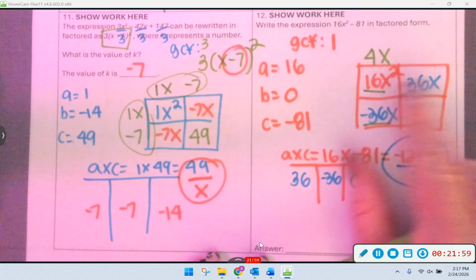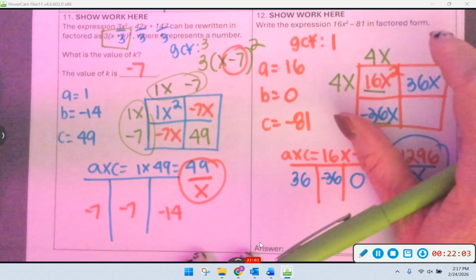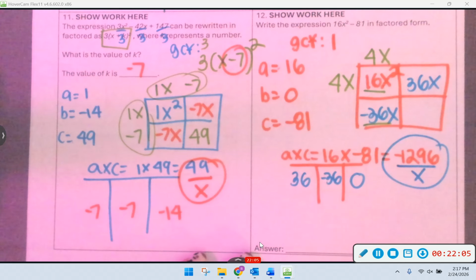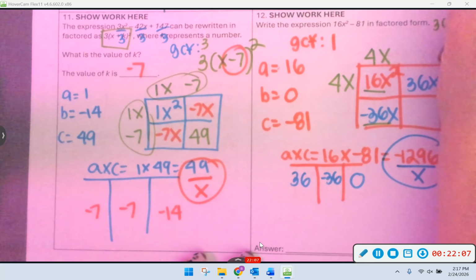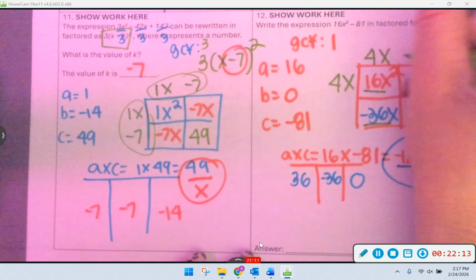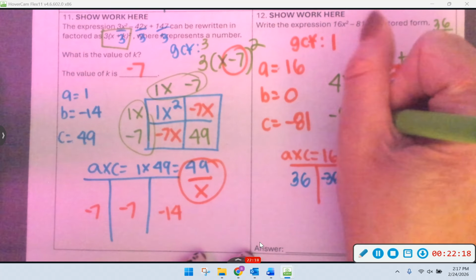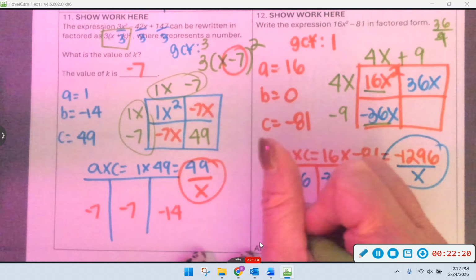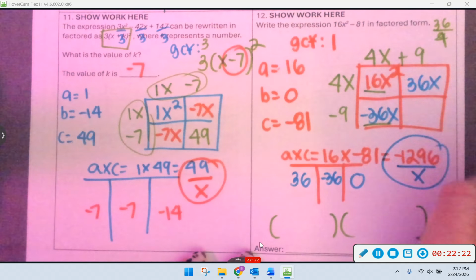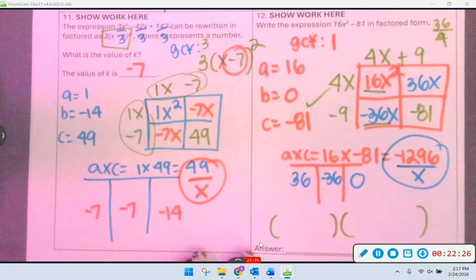Now we're going to do it for 16 and 36. Well, we just did it, so we're going to put 4x here. What times 4x will get me 36? If you don't know that, you can always do 36 divided by 4. I just told you the answer. 36 divided by 4 is 9. And then what times 4x gets me negative 36? Negative 9. Now, on your paper, 9 times negative 9 is negative 81. We did it. Woohoo! They match.